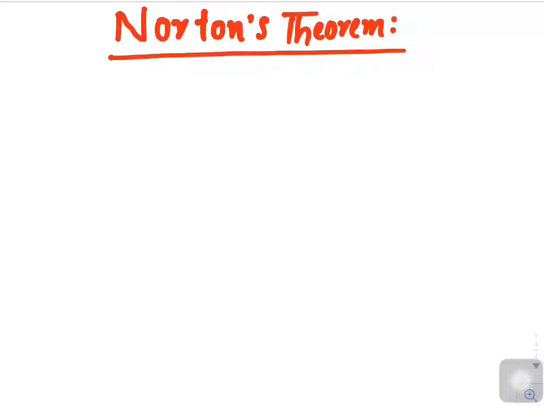Welcome back, students. In this video we are going to discuss one more theorem of electrical engineering, that is Norton's theorem. This theorem is basically similar to our Thevenin's theorem that we had discussed in our earlier videos, but there are a few differences as well. This theorem was given by Norton in 1926, that is 43 years after Thevenin's theorem, and it is again related to linear two-terminal circuits.